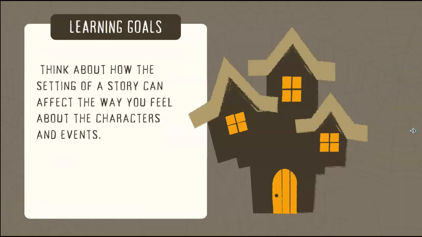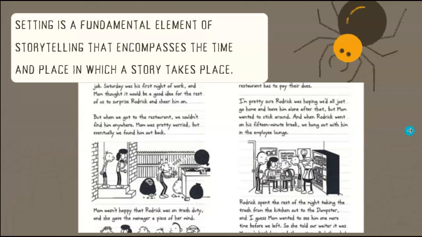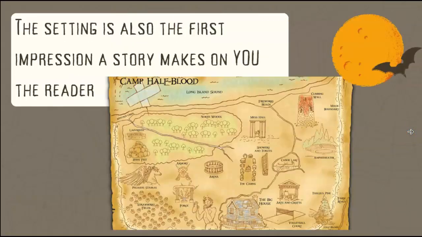Now our learning goals today. I want you to think about how the setting of a story can affect the way that you feel about characters and how you feel about the events in the story. The setting is a fundamental element of storytelling and encompasses both the time when the story takes place and the actual location where a story takes place. The setting is also the very first impression of a story. It's the impression that the story makes on you, the reader.